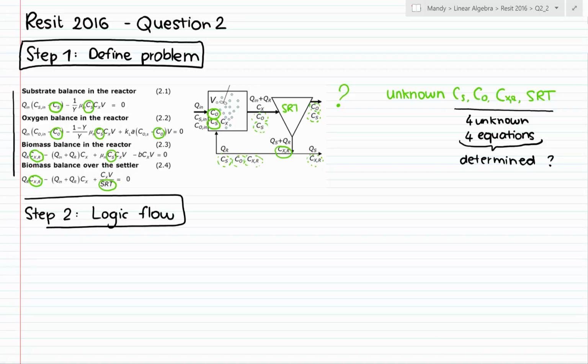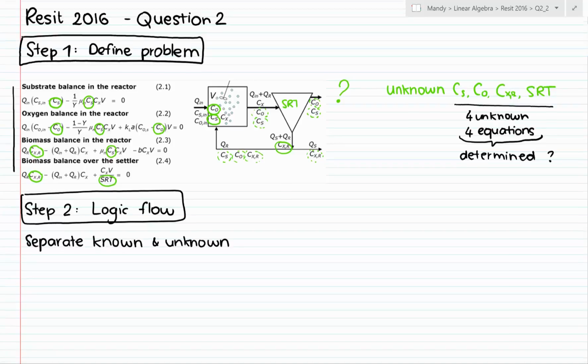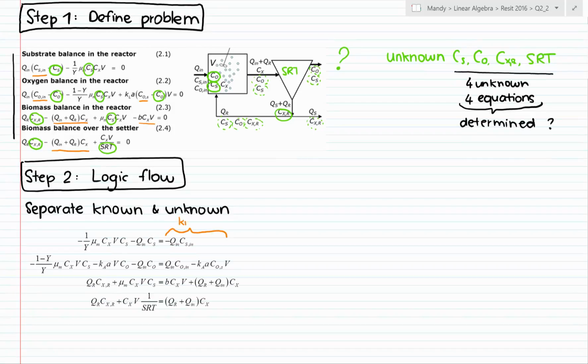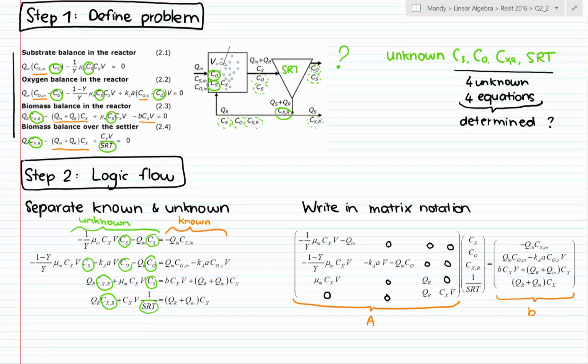To find these unknowns, we will first separate the knowns on the right-hand side of the equation. So all the unknowns are on the left-hand side. We can rewrite this in matrix notation by separating the unknowns in the x vector. We can check the rank of matrix A to see whether the equations are independent.